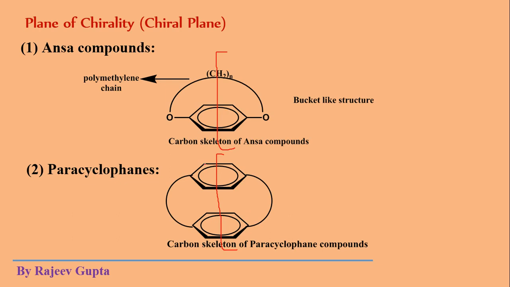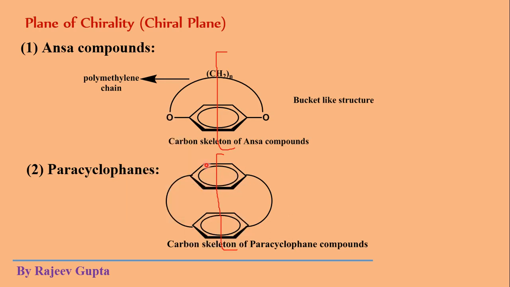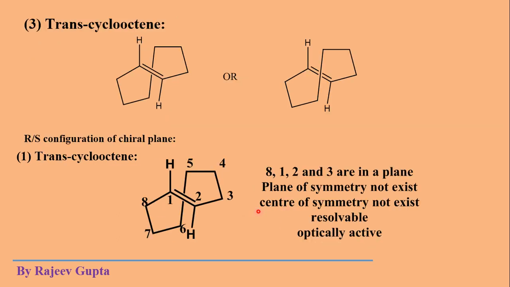So substitution at any of these 8 available positions, 1, 2, 3 and 4, 1, 2, 3 and 4. Total 8 positions are available. If any one position is occupied by a substituent, then this plane of symmetry will be lost in this compound and it becomes a chiral molecule. So this is just the carbon skeleton of paracyclophane.